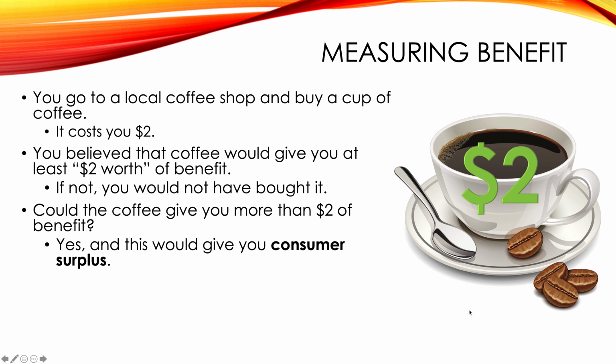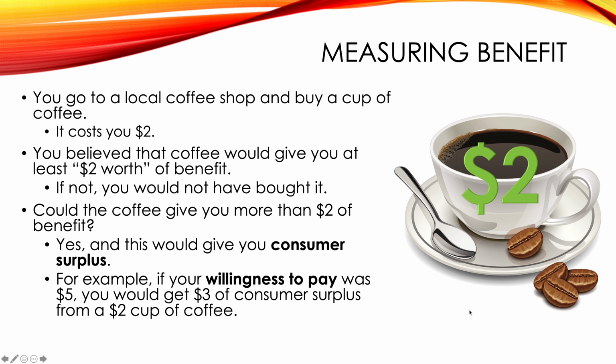So imagine, if you will, that you were really tired and you really wanted coffee, or it's really cold outside and you want to get warmed up, and you would have been willing to pay $5 for a cup of coffee because you're just that cold and that tired. But you go to the store and the coffee only costs $2. In this situation, you would get $3 of consumer surplus. You get the $2 worth of benefit that we know you would have paid, but then you also get that $3 additional that you would have paid. But fortunately for you, you didn't have to. So we can measure benefit by using dollars.